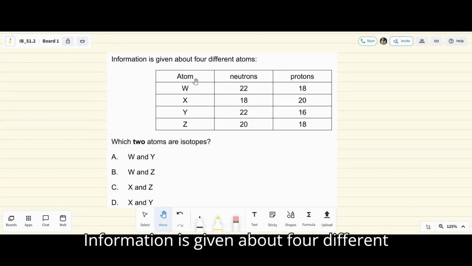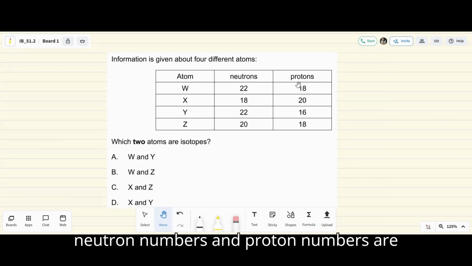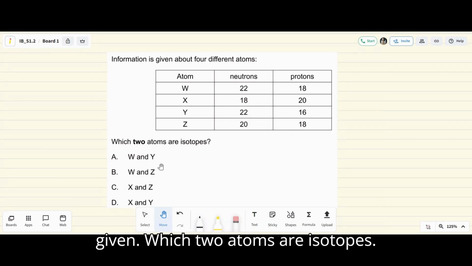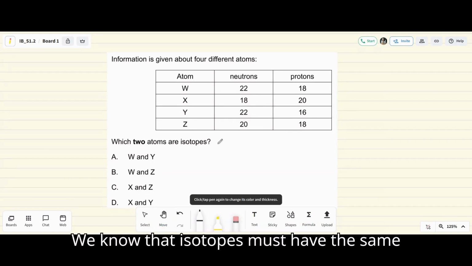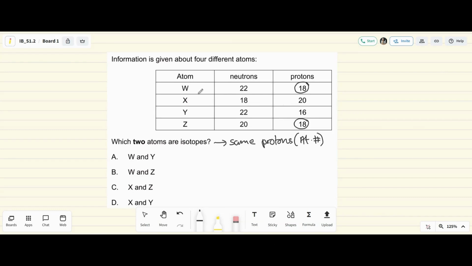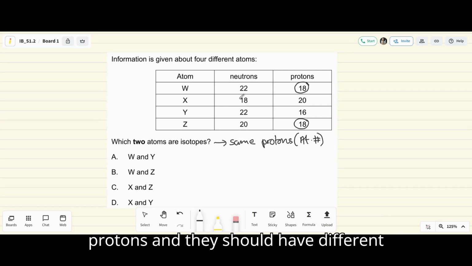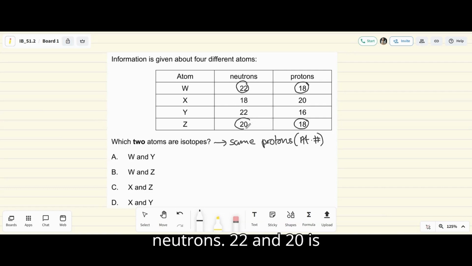Information is given about 4 different atoms, W, X, Y, and Z. Neutron numbers and proton numbers are given. Which 2 atoms are isotopes? We know that isotopes must have the same number of protons and so the same atomic number. W and Z have 18 protons, the same number of protons, and they should have different neutrons. 22 and 20 is different. So the isotopes are W and Z.